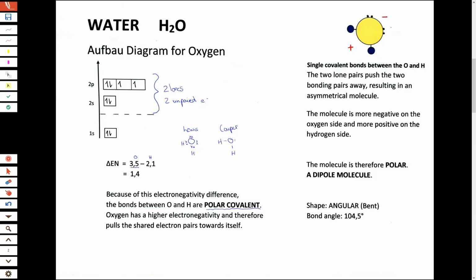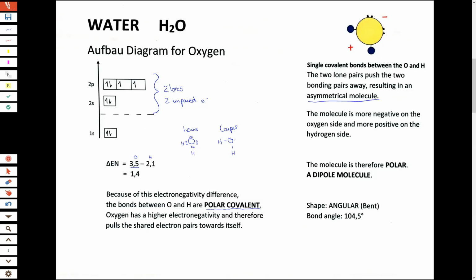On the top right-hand side of the page, I have another drawing of the water molecule to indicate the single covalent bonds between the oxygen and the hydrogen. There's one, and there's the other one. The 2 lone pairs, there they are, they push the 2 bonding pairs away, resulting in an asymmetrical molecule. That means your molecule is not symmetrical. An asymmetrical molecule. This is important.